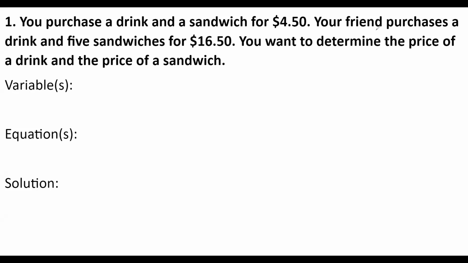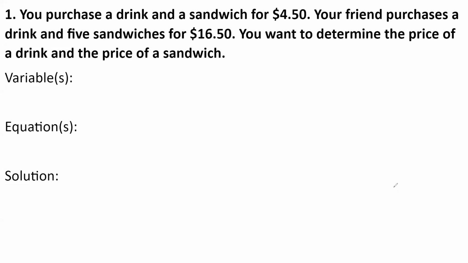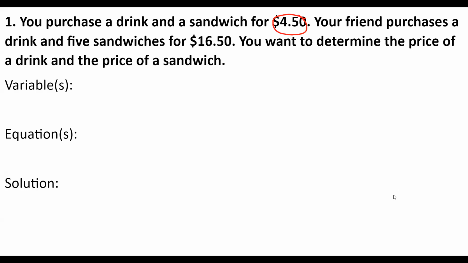So you purchase a drink and a sandwich for $4.50. Your friend purchases a drink and 5 sandwiches for $16.50. I'm just going to change the color. So a drink and a sandwich for $4.50, and then your friend purchases 1 drink and 5 sandwiches for $16.50. You want to determine the price of a drink and the price of a sandwich.